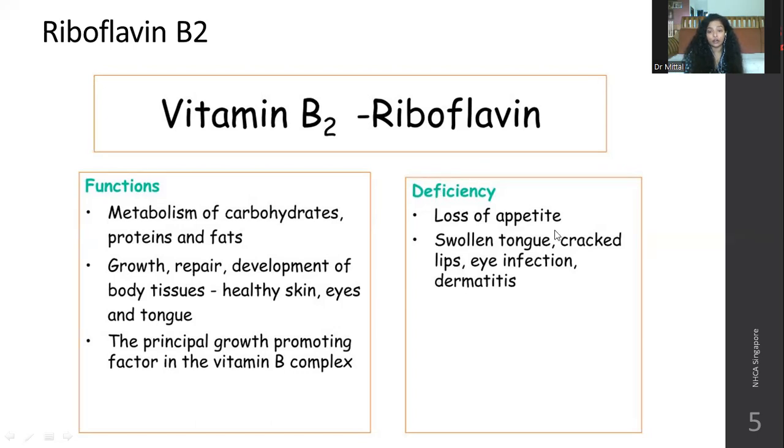Deficiency, again: loss of appetite, swollen tongue, cracked lips, eye infection, dermatitis. When you eat something that is rich in riboflavin, immediately in your upper GI tract, that is your stomach and your duodenum, riboflavin can be absorbed.